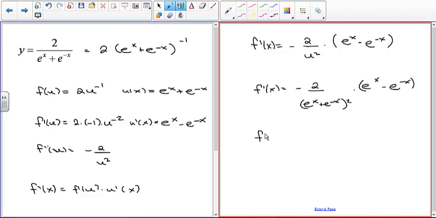And then you probably would just combine these two. So you'd end up with negative 2e to the x plus, because you have a negative times a negative, 2e to the minus x, all divided by e to the x plus e to the minus x squared.